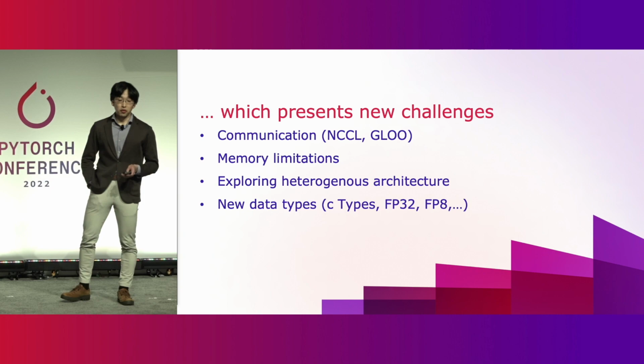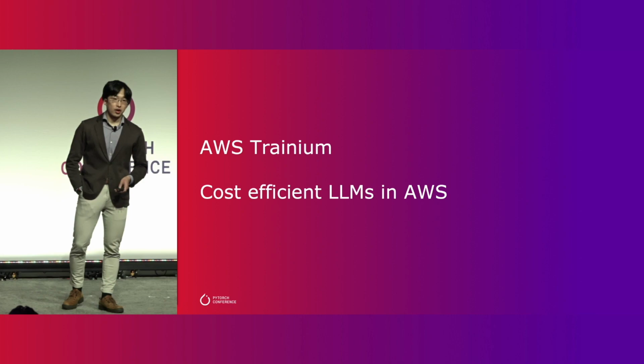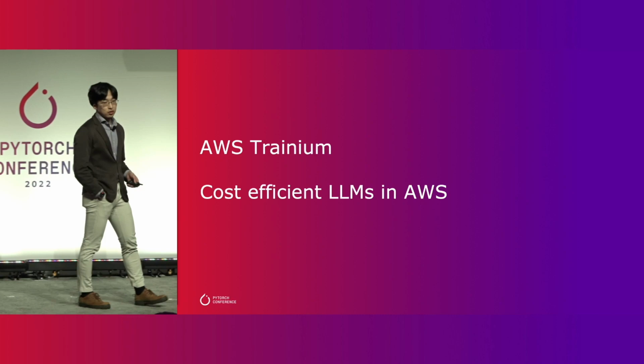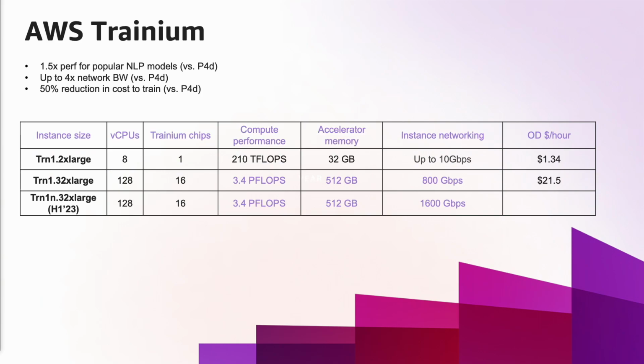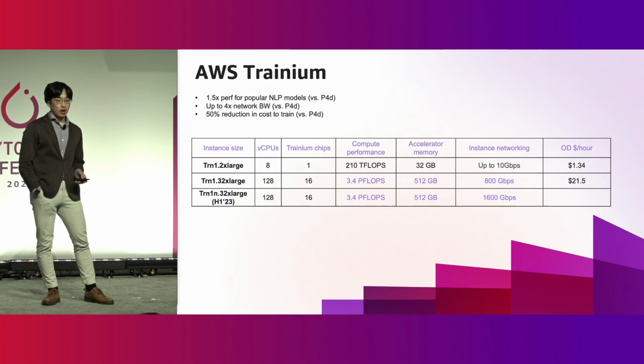For such challenges, we recently released AWS Trainium, a cost-efficient LLM option. AWS Trainium is the second-generation AWS in-house chip for machine learning training, which is 1.5 times more performant for popular NLP models compared with the P4d instance, with up to four times the network bandwidth of the same instance. As a result, cost-wise, we have up to 50% reduction to train LLM models.